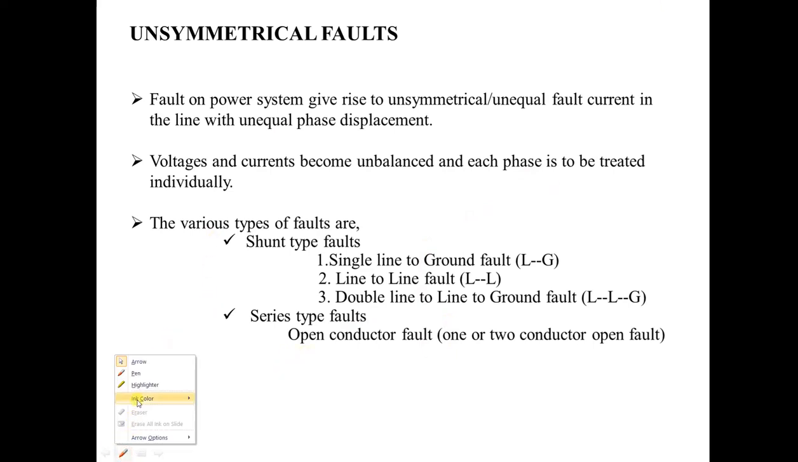One is single line to ground, represented by L to G; then line to line fault; double line to ground fault; and the other one is series type, the open conductor fault or two conductor open fault. The most common type is the short circuit from line to ground.